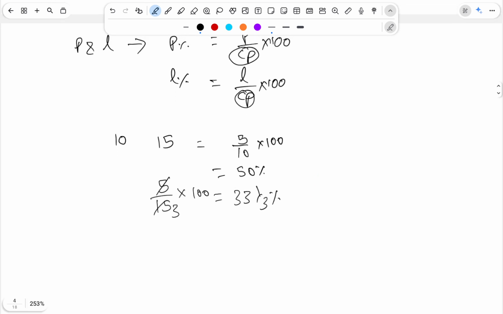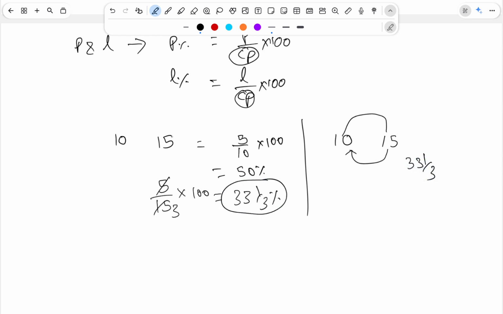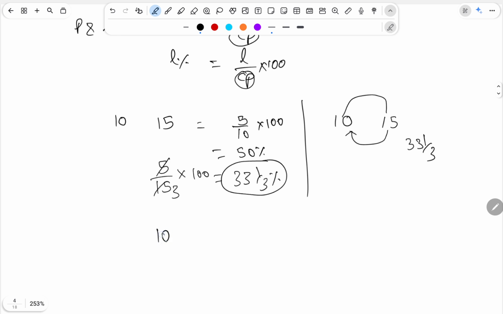So by this, what did we understand? A question we have solved indirectly. What was that? A number when increased by 50%, to bring back the original value, many will say, I can decrease 50%. No. We have to decrease 33 1 by 3%. This is the proof. Suppose 10.